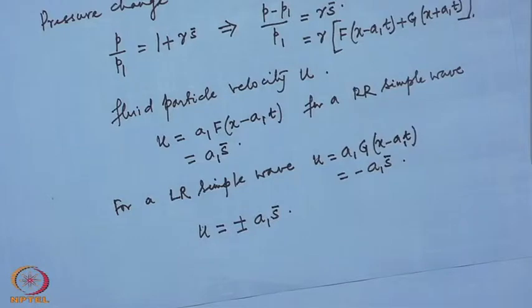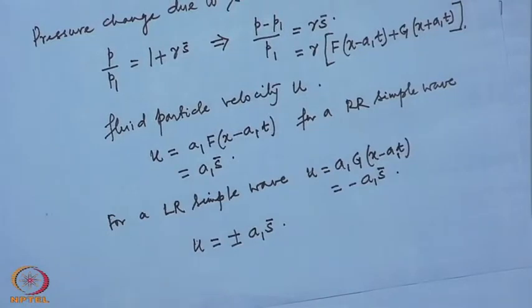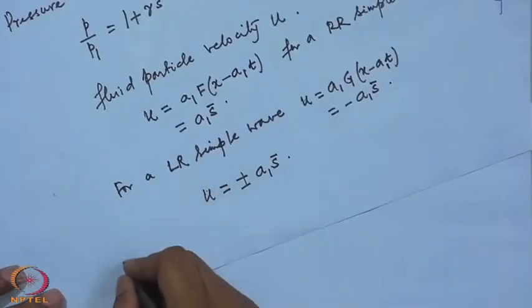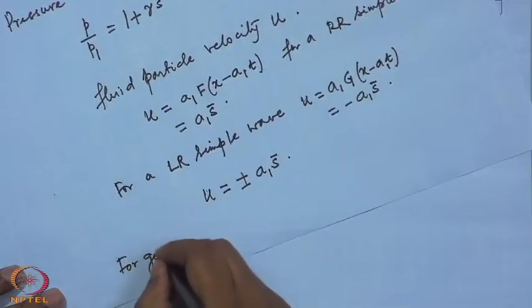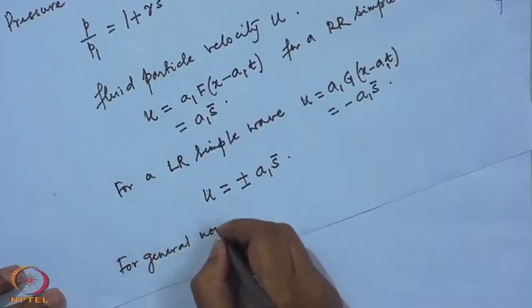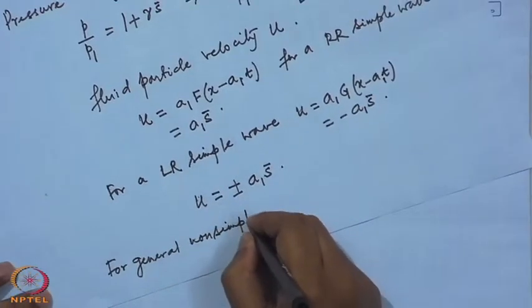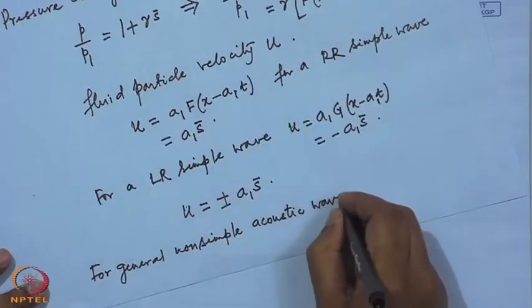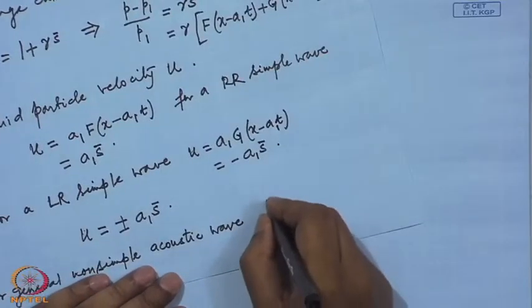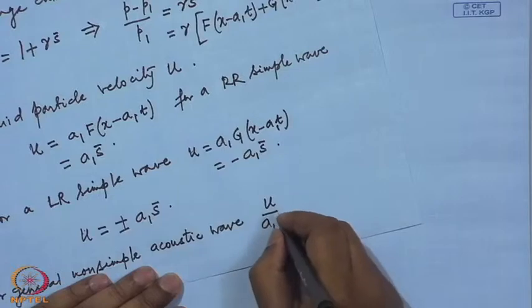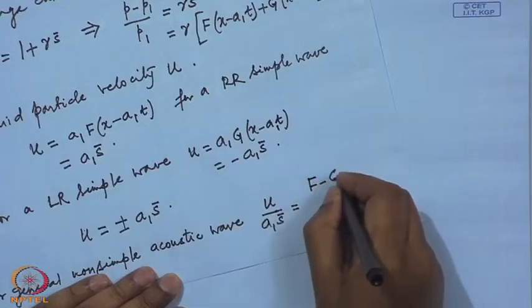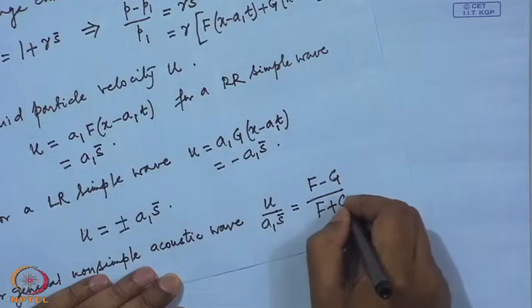The non-simple wave is a superposition of two simple waves, that is f and g, and the relation between particle velocity and density for a general non-simple acoustic wave is u by a1 equal to f minus g, and s bar equal to f plus g.